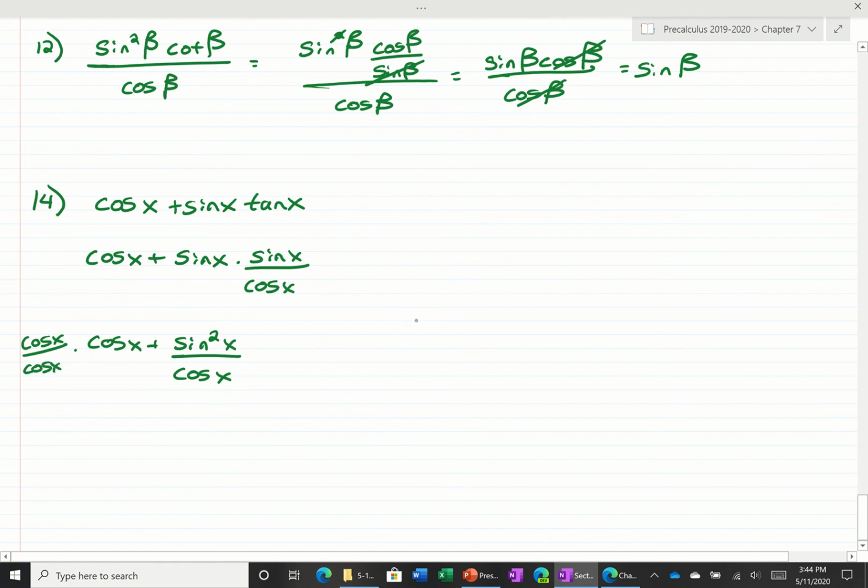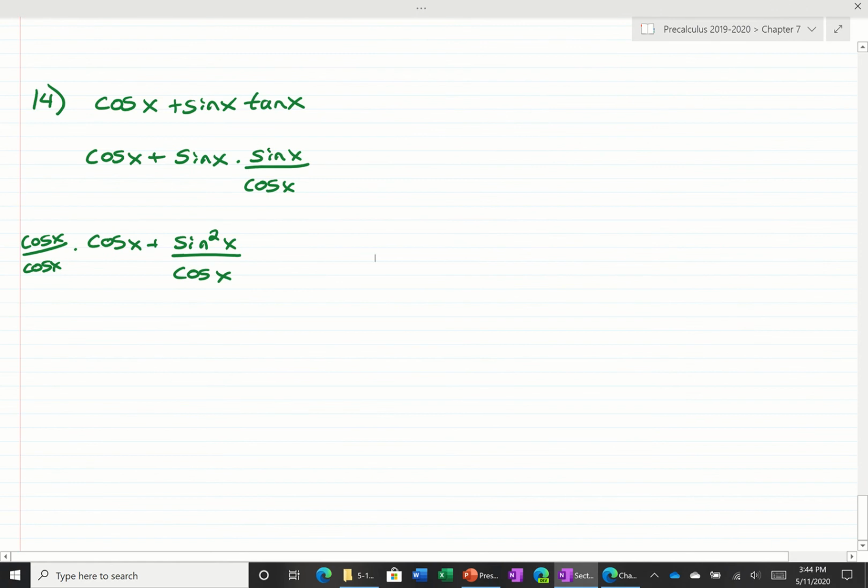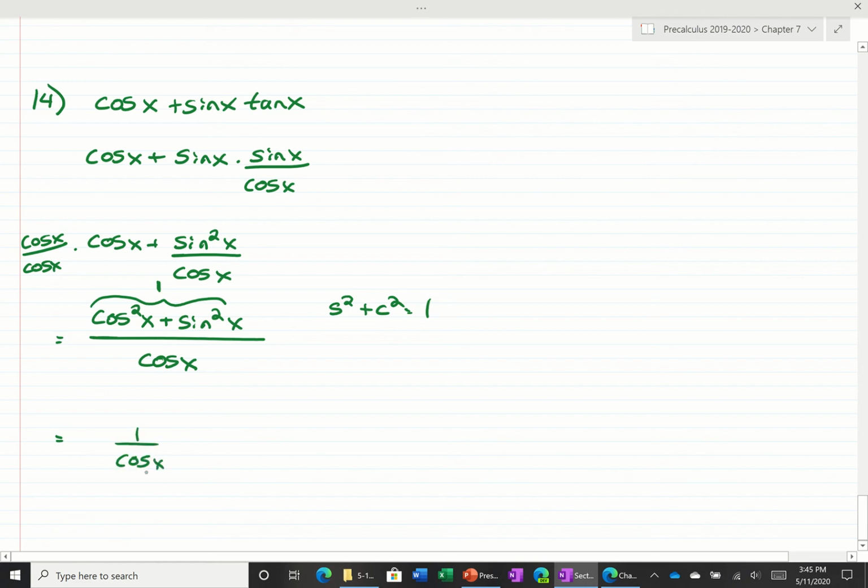Just like how you would get a common denominator with something like this. You'd multiply by 2 over 2. You want that denominator, right? So it's the same idea. You want a denominator of cosine, we multiply by cosine over cosine. We get cosine squared of x plus sine squared of x all over cosine of x. Well, this is a Pythagorean identity. Remember, sine squared plus cosine squared is 1. So this is just 1. We get 1 over cosine. 1 over cosine is secant.